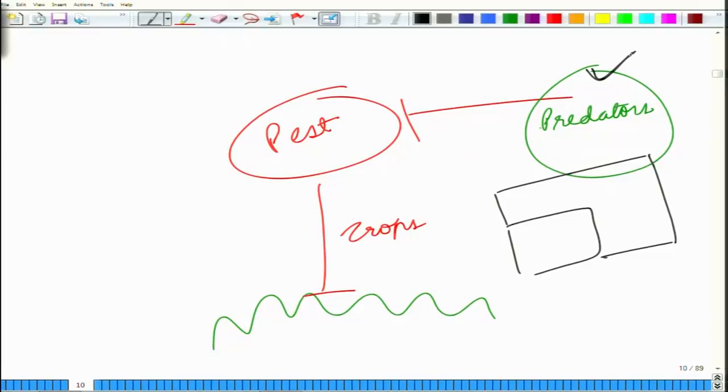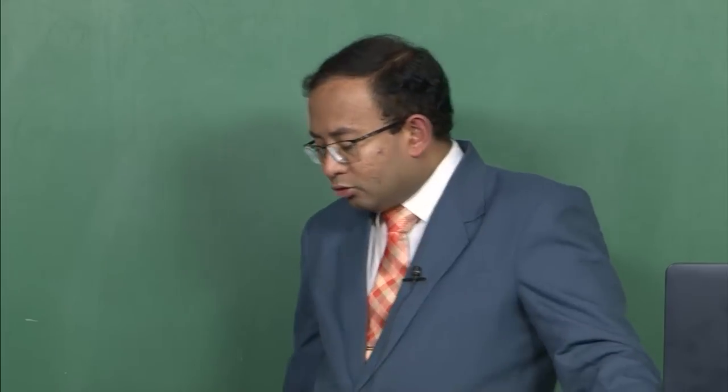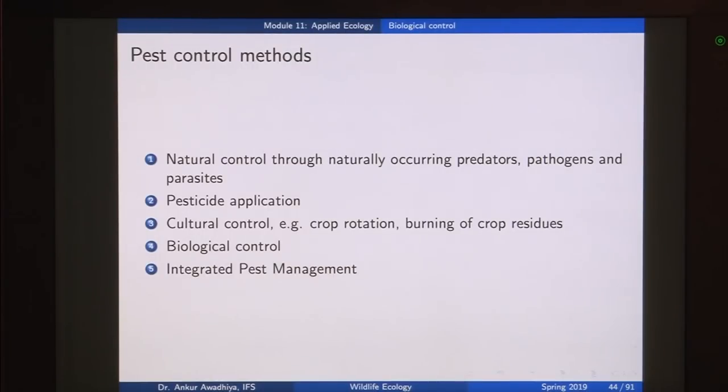And especially in such situations, if the population of the pest increases, if the number of insects increases, then the number of predators will also increase in a short while, and they would start impacting the pest. So, when you have a large number of insects, you will also have a large number of insectivorous birds. They will probably start flying from other areas into your area, because in your area they are having a plentiful supply of insects. And once that happens, they will start eating up the insects, and so your problem will start to solve by itself. So, this type of method is known as a natural control through naturally occurring predators, pathogens or parasites.